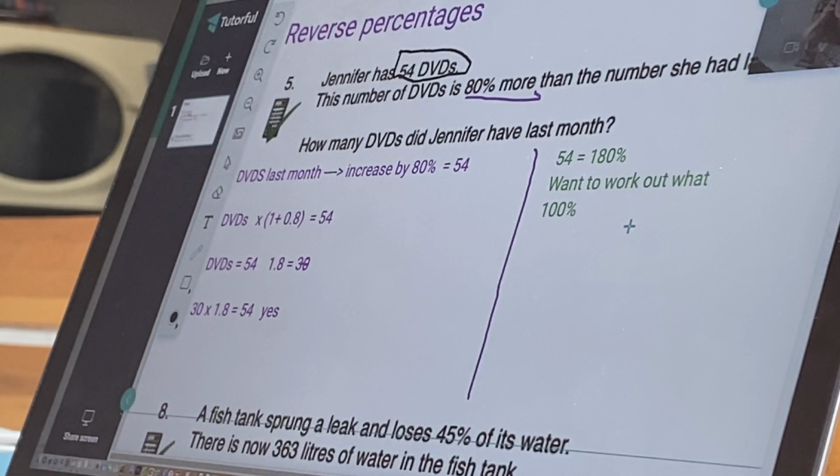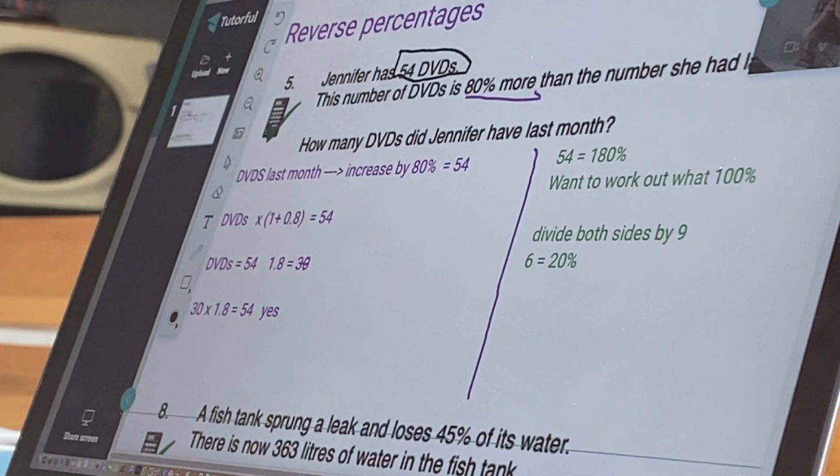We can do this a bit like a ratio. I know from looking at that ratio that 54 is 180%. If I divide both sides by 9, I'll get what 20% is. 54 divided by 9 is 6, and that's equal to 20%. So what will 100% be equal to then?